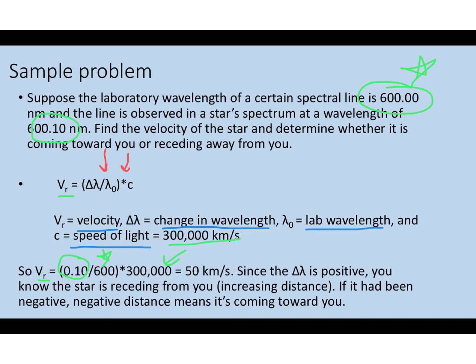Since the change in wavelength, meaning this term here, is positive, meaning that we went from the lab wavelength to the new wavelength, from a smaller number to a bigger number, that means positive. That number has increased. That means that the star is traveling away from us. If it had been a negative number, if the number had gone from bigger to smaller, that would tell us that the star is coming toward us.